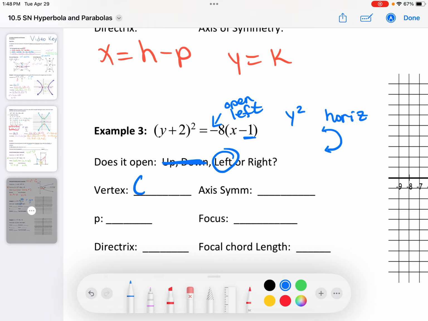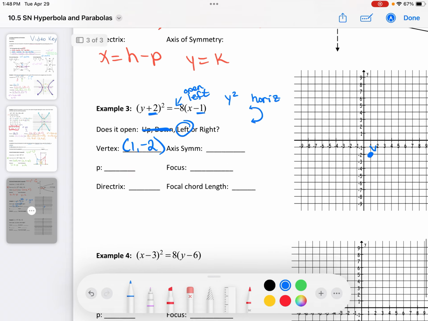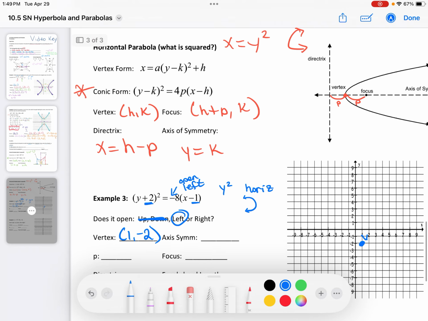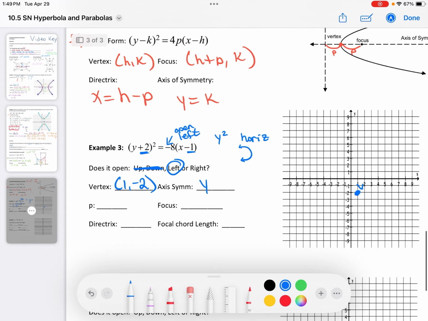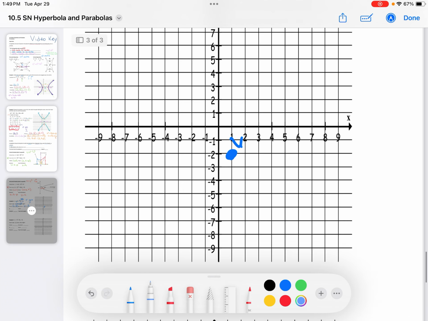Vertex is (h, k). h is with the x. It's going to be 1. k is with the y. It's going to be negative 2. So (1, negative 2) is our vertex. That axis of symmetry, if we look here, is y equals k. So in this case, y equals negative 2 would be that axis of symmetry.